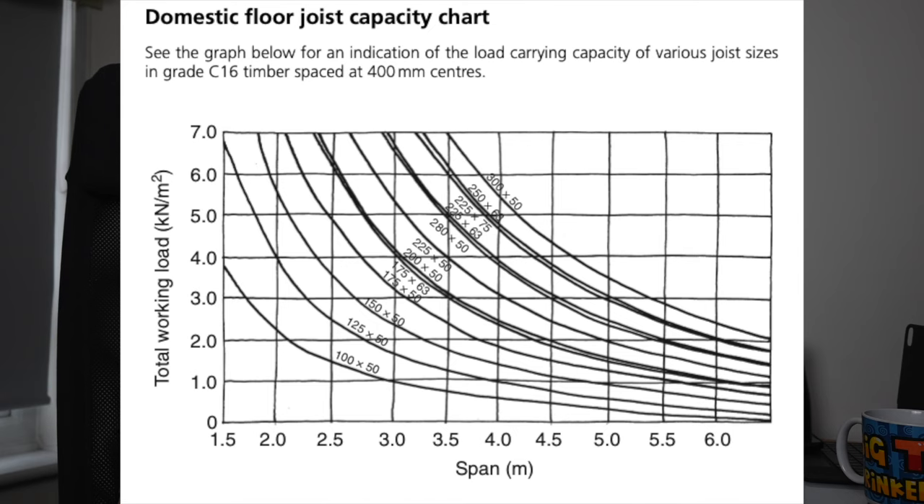So for timber joists, I'm just going to quickly check a typical span for a certain load, and there's a table or graph in here which gives you a rough indication of what size I need for a certain span. Say I'm looking for a 4 meter span and I've got a total working load of say 5 kilonewtons per meter squared, that's dead and live load. I'm probably going to be looking at something around 250 deep.